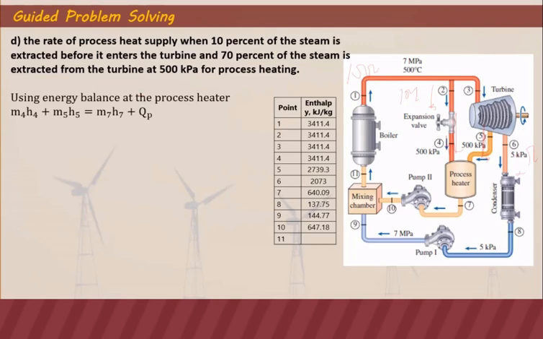So using energy balance at the process heater, using those values, our energy entering are 4 and 5, and the energy leaving is 7. So we have M4H4 plus M5H5 is equal to M7H7. Another energy leaving is the process heat. So take note that this heat will be used by the industry. That's the process heat. So it's actually a heat output, or energy going out. So it's energy out.